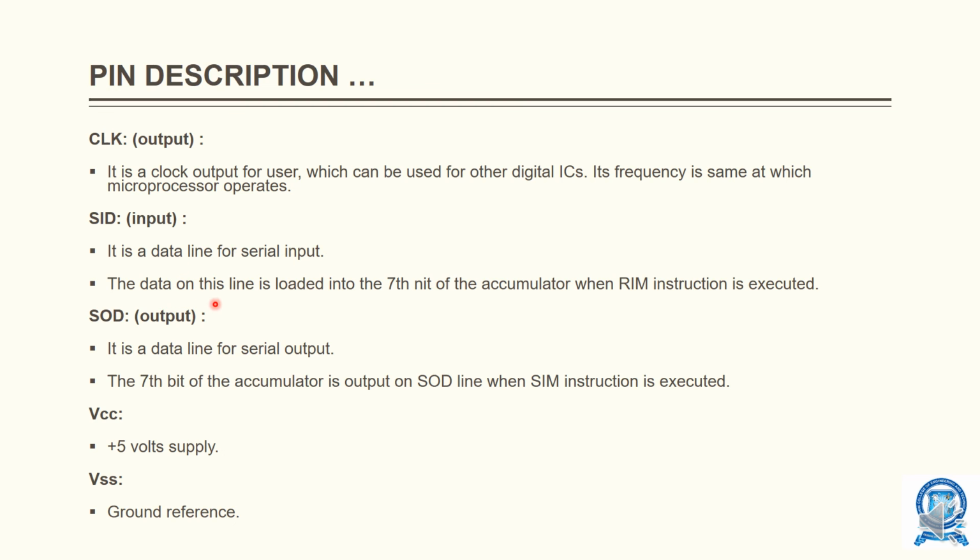SID and SOD. SID, it is the data line for serial input. The data on this line is loaded to the 7th bit of the accumulator when the RIM instruction is executed. SOD, it is a data line for serial output. The 7th bit of the accumulator is output on the SOD line when the SIM instruction is executed. VCC, that is plus 5 volt supply, will be provided to this pin, and VSS is the ground pin.